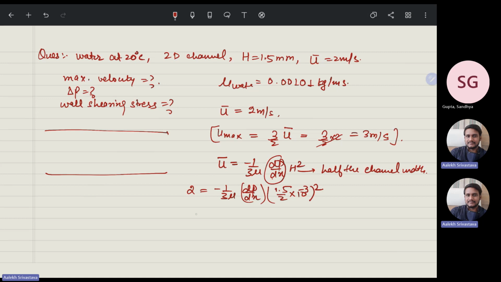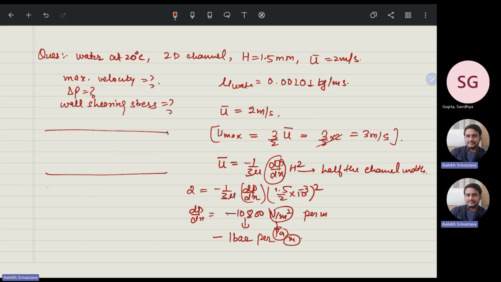So if you say the dp by dx is minus 10800 Newton per meter square per meter, or Pascal per meter. That means nearly around 1 bar pressure has been dropped over a 1 meter pipe.